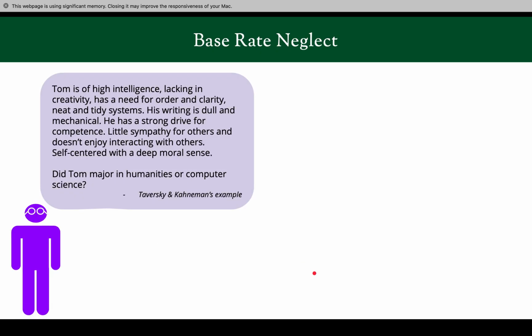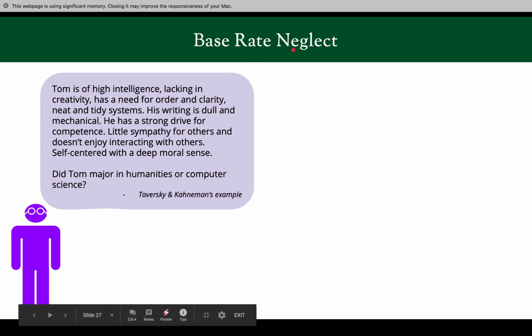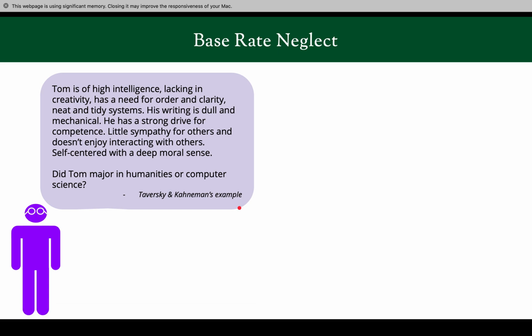Let's look at it a different way, okay? We're still talking about base rates, and this is base rate neglect, which is from Amos Tversky and Daniel Kahneman. You can read about this in their great book, Thinking, Fast and Slow. They describe this gentleman, Tom. He's of high intelligence, lacking in creativity, has a need for order and clarity. His writing is dull and mechanical, strong drive for competence, not much sympathy, doesn't like interacting with others. And you're asked, is he more likely to be a humanities major or a computer science major?